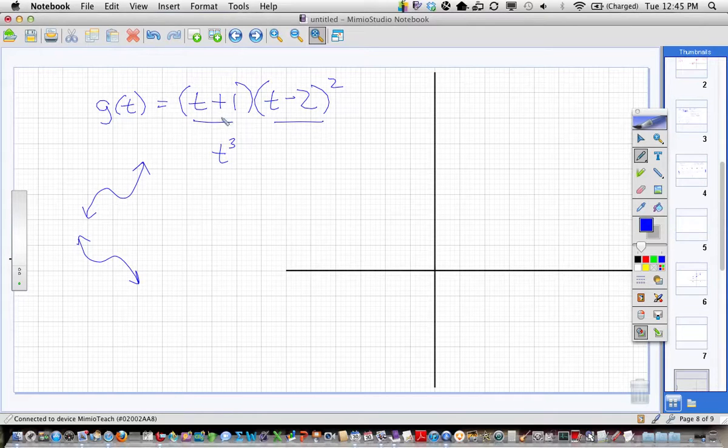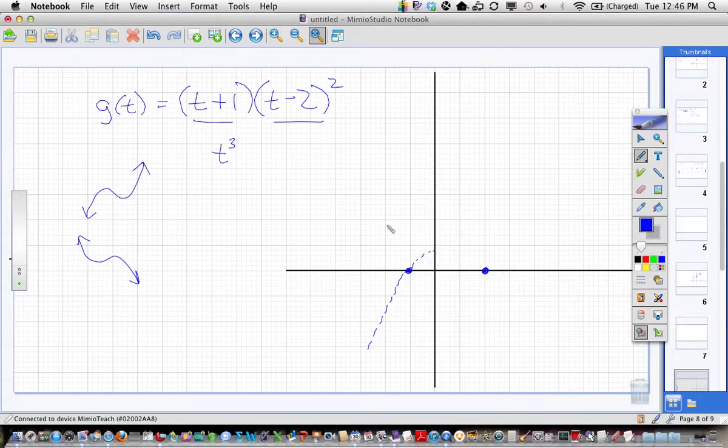At negative 1 and at 2, right? You spend a lot of time in algebra class solving these kinds of equations, factoring them and so forth. So this graph is going to cross right there at negative 1 and right there at 2. Since the leading coefficient is going to be positive, I know it's going to come up like this.